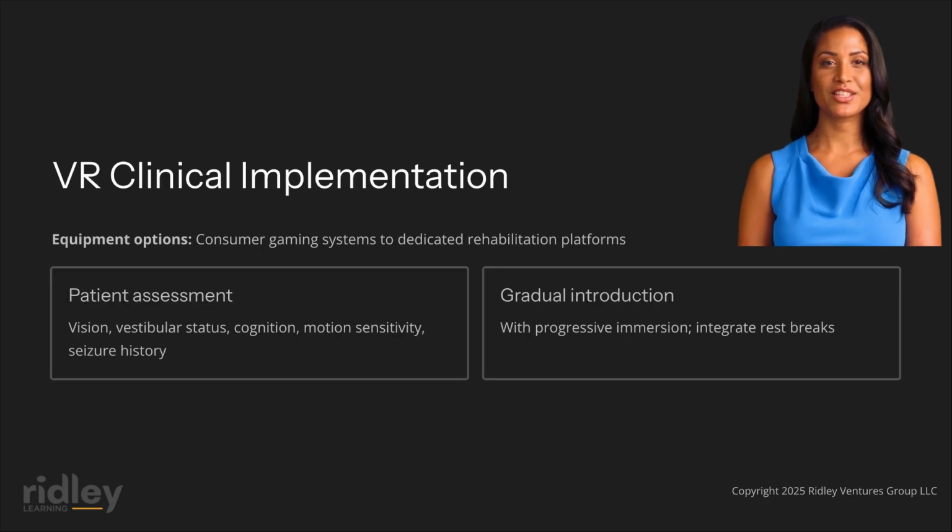Successful clinical implementation of virtual reality rehabilitation requires attention to equipment selection, patient assessment and training, session structure, and integration with comprehensive rehabilitation programs. Equipment options range from consumer gaming systems adapted for rehabilitation use to purpose-built rehabilitation virtual reality systems with specific therapeutic applications and outcome tracking capabilities.